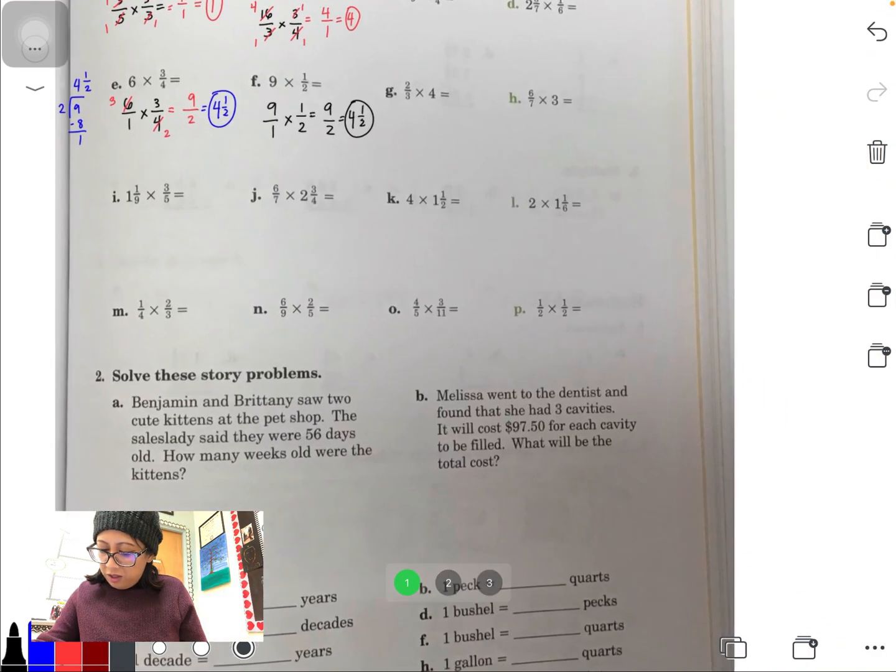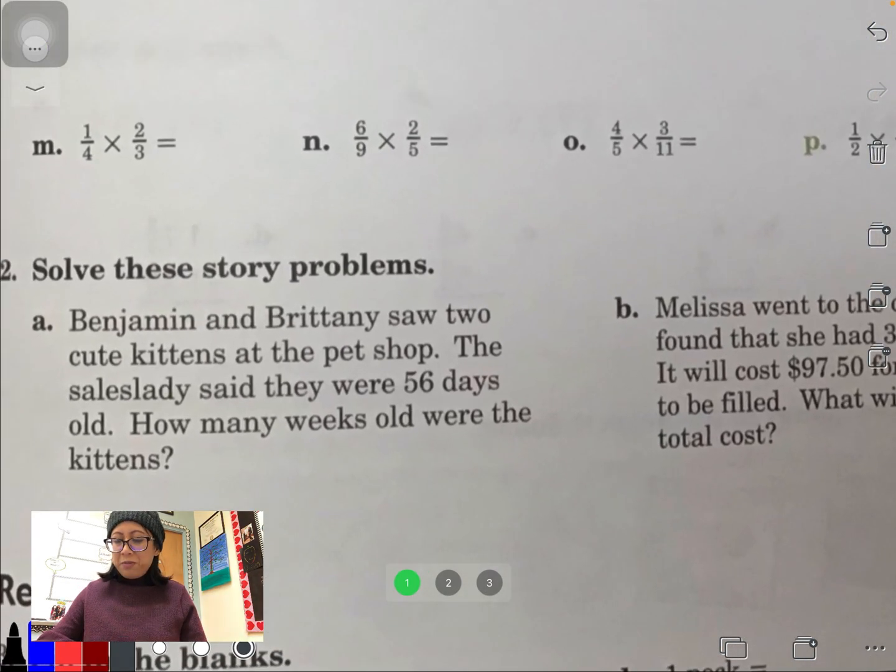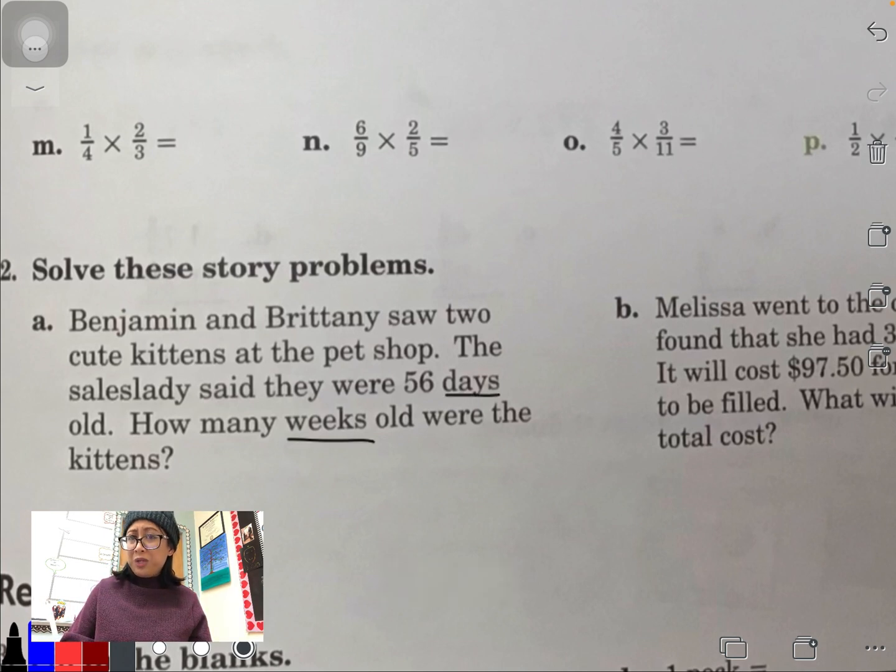Okay. Number 2A. Ooh, let's try this. Benjamin and Brittany saw 2 cute kittens at the pet shop. The sales lady said they were 56 days old. How many weeks old were the kittens? Now, they just gave us 2 units. They gave us days and weeks.